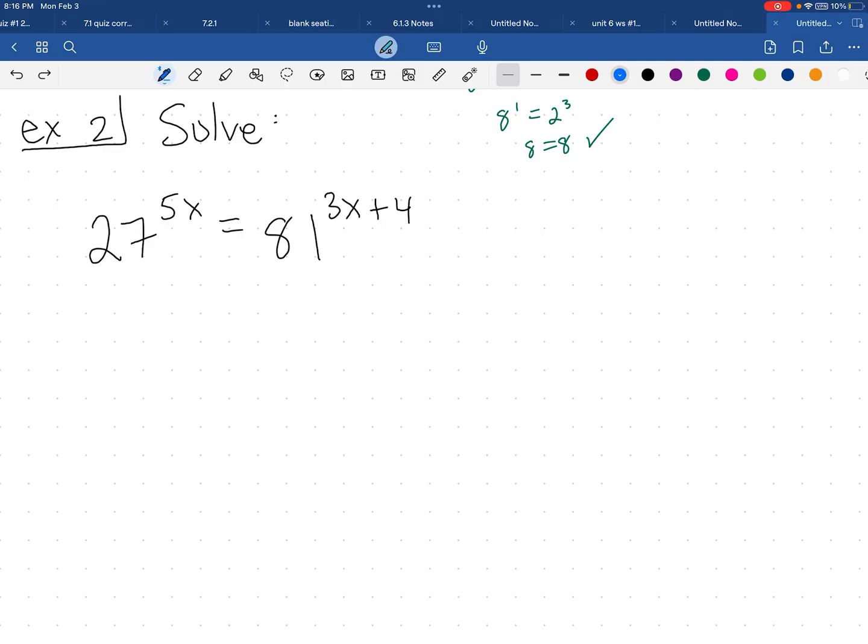So my goal here is to see if there's some common thread between the two. 27 and 81 are both powers of 3. So in this case, I'm going to rewrite both of them. 27 is the same as 3 to the third.